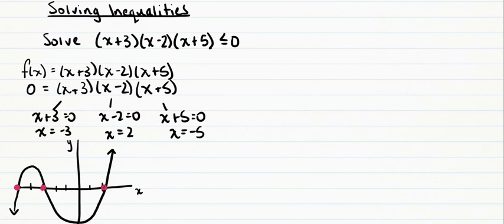We also want to know when the function is less than 0. And here we see that the function is less than 0 for this part of the graph and for this part of the graph. So those are the x values that we want to include in our solution set.